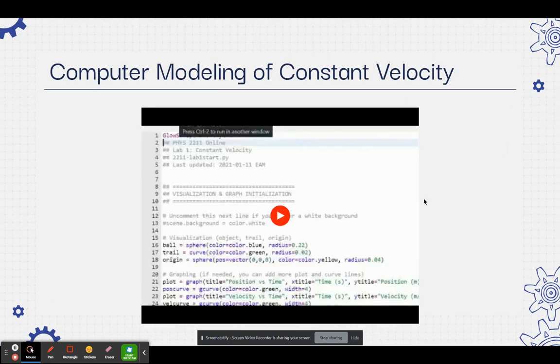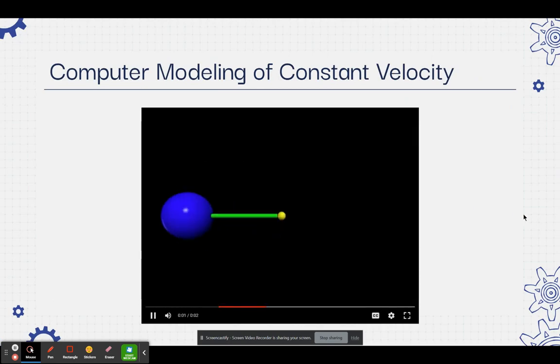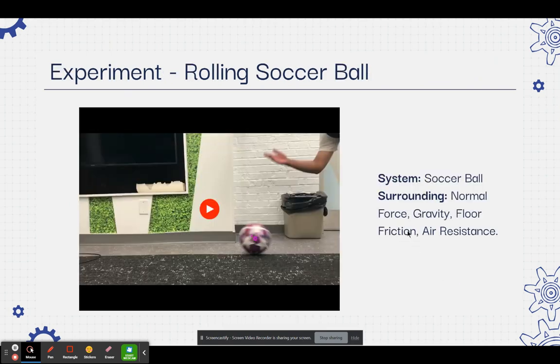Here's a computer model of constant velocity. And this is the actual experiment with a soccer ball, where the surroundings are the normal force, gravity, floor friction, and air resistance. The system, of course, is the soccer ball.